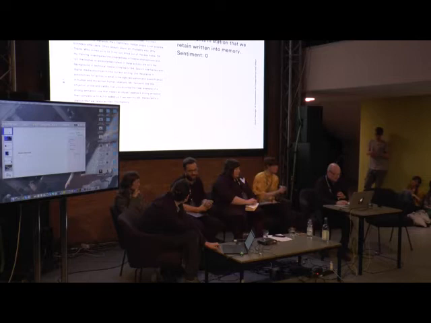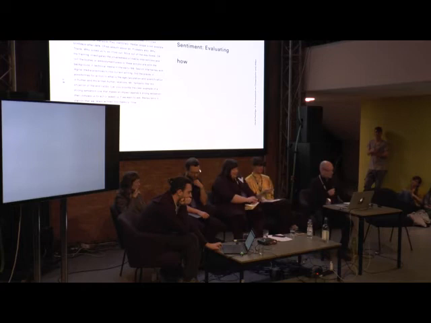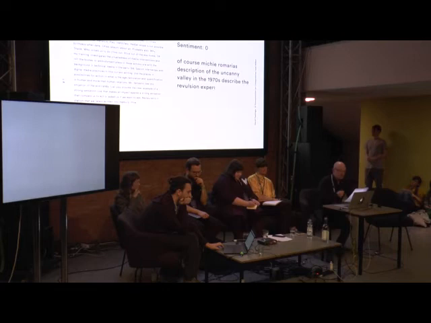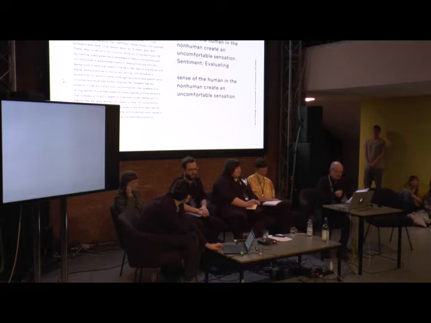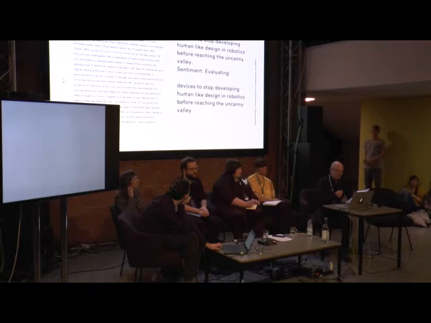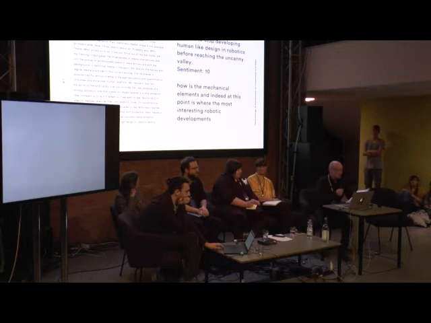Of course, Masahiro Mori's description of the uncanny valley in the 1970s described the revulsion experienced in the encounter with humanoid robots, where the sense of the human and the non-human create an uncomfortable sensation. Mori's advice is to stop developing human-like design in robotics before reaching the uncanny valley, to make obvious the mechanical elements. Indeed, this point is where the most interesting robotic developments occur. Mori advocates limiting the design to the safe side of the mechanical.